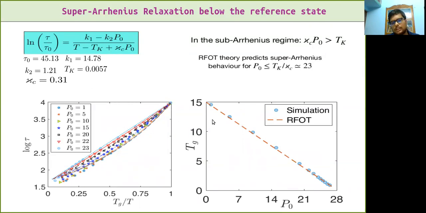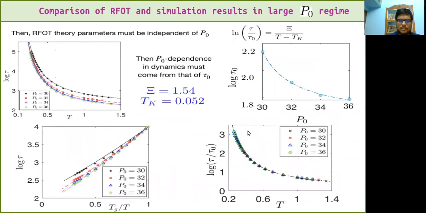We also calculate the glass transition temperature from this RFOT formula and from our simulation data, and those also match quite well. Now in the large P naught regime, there is no dependency on P naught in the formula. So the only P naught dependence can come through the value of tau naught. As you can see, log tau naught has a clear dependence on P naught. So if we plot log of tau over tau naught with respect to temperature, as there is no dependence on P naught on the right hand side, we should get a master curve for all values of P naught.